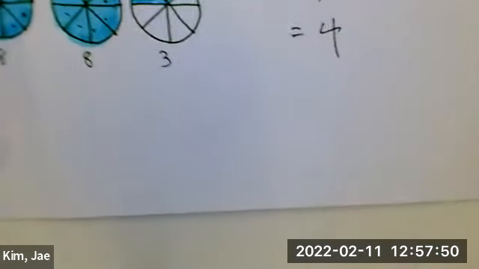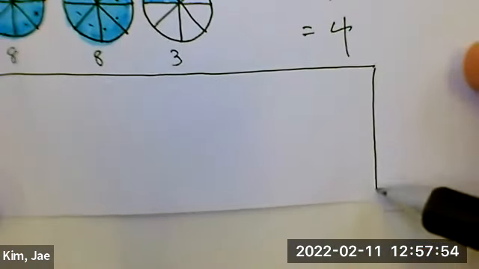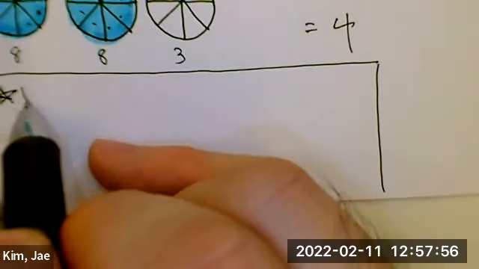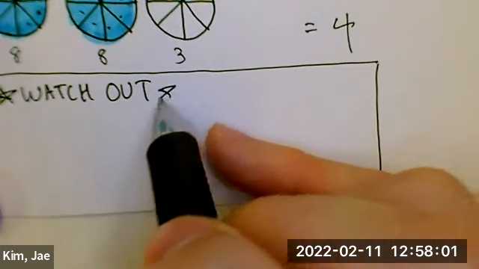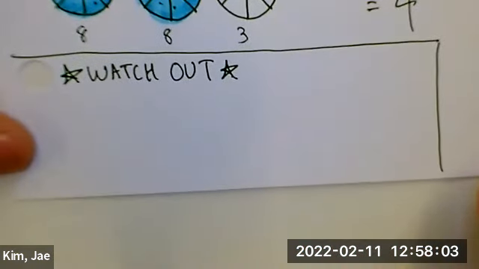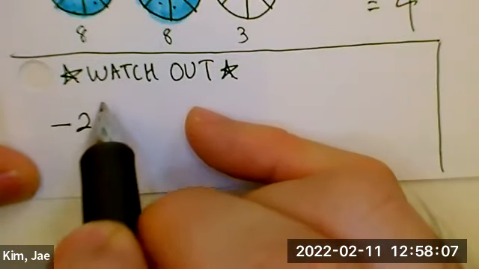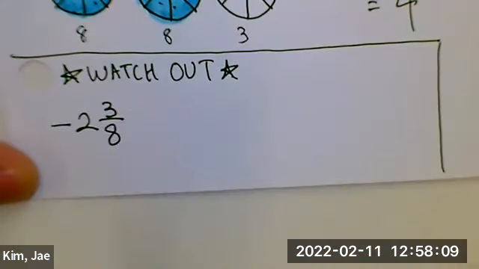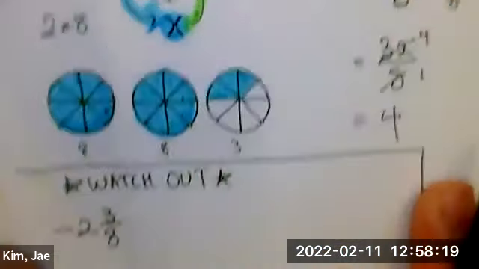But as a separate example, I want you to create a little box and say, watch out. What if you had a negative 2 3/8? Okay, so it's the exact same as here, but it's a negative.